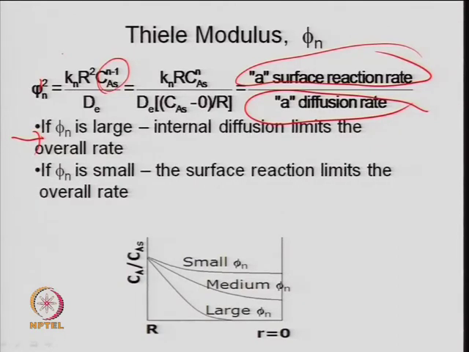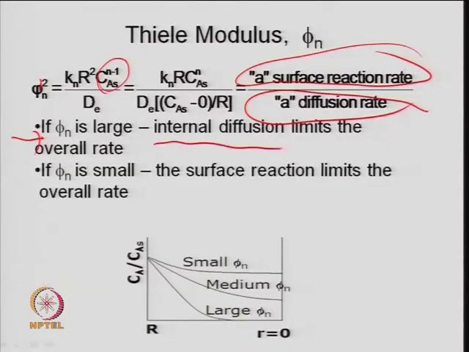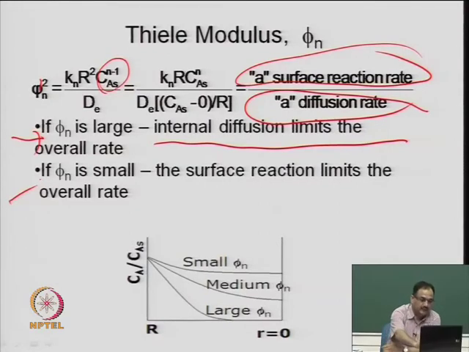So it means that at high temperature it may be possible that kinetics is not controlling, and diffusion may be rate controlling. These things can be looked into while doing the experiment, and one can check the effect of each process parameter. For a large phi value, internal diffusion limits the overall rate of reaction, that is, diffusion controlling reaction. If phi is small, the surface reaction or kinetics controls the rate of reaction, and one can see the concentration profile here.